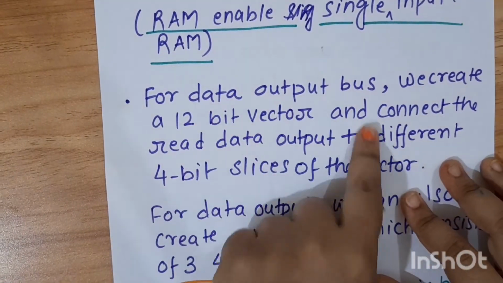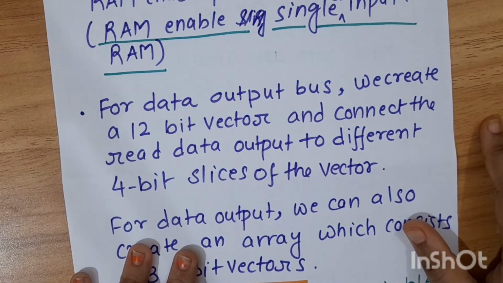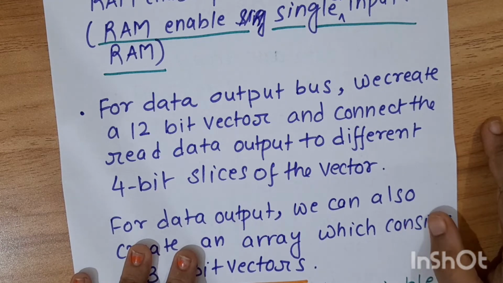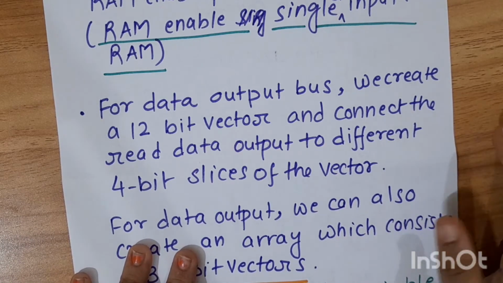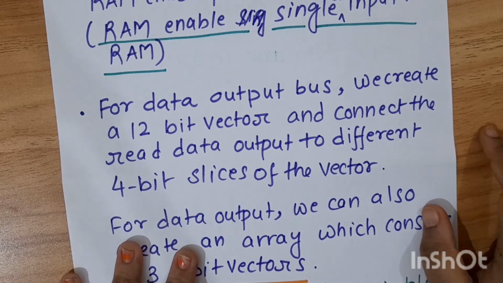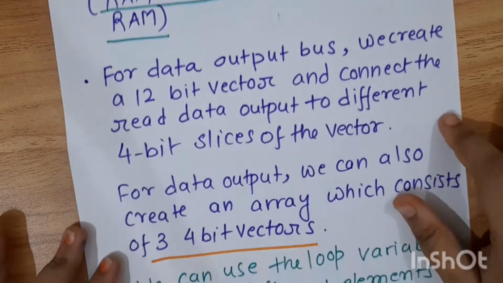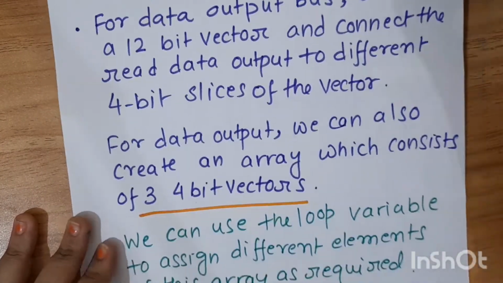Then for the data output bus, we create a 12-bit vector. Bits 0 to 3 are the slice for the output of RAM 0. Then the next 4 bits, 7 to 4, are connected to RAM 1, and 11 to 8 are connected to RAM 2. So we will have 4-bit slices of the vector connected to the 3 RAMs.